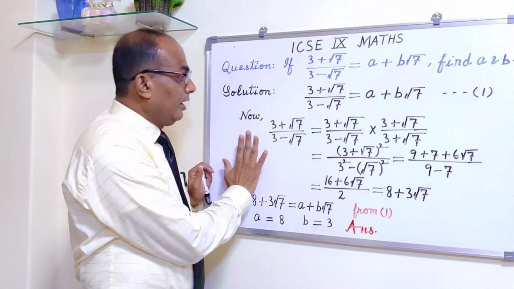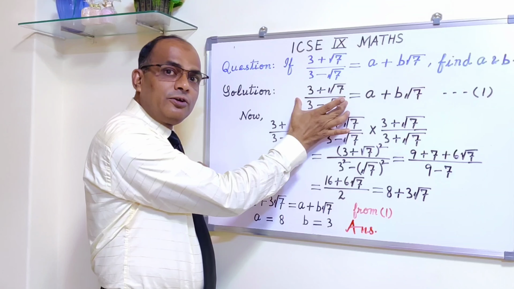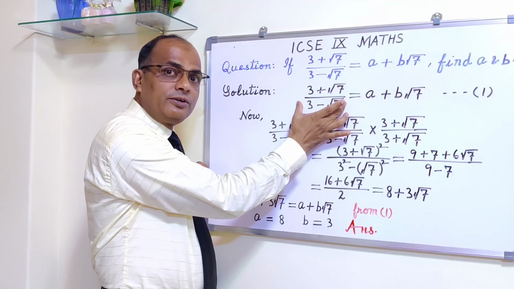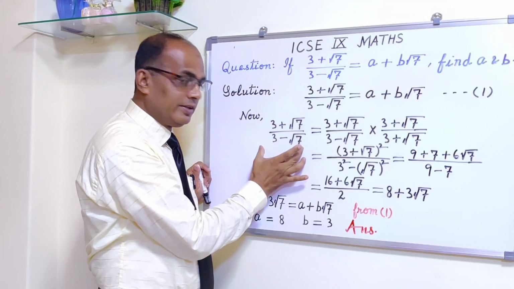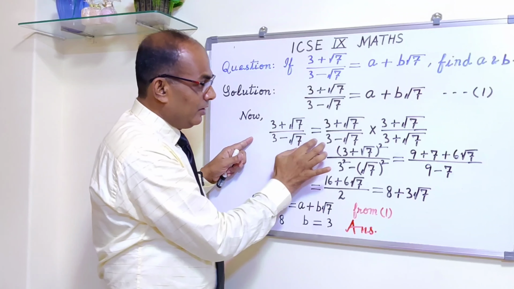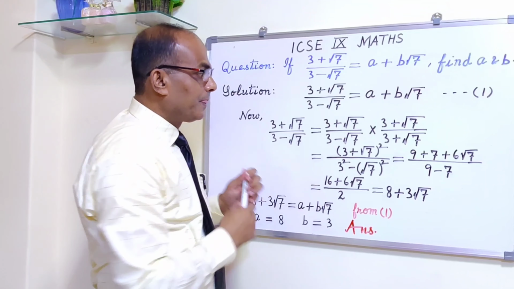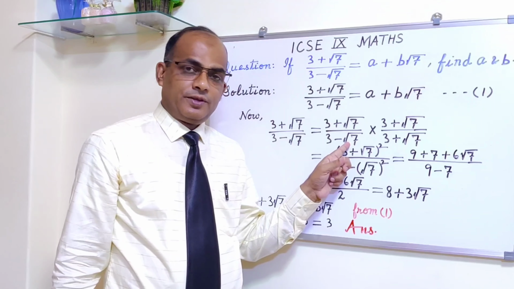Okay. Now, first of all, I am going to rationalize the denominator of this, 3 plus root 7 upon 3 minus root 7. So, I am noting down this. And then it is equal to the actual question, and then multiplying by the rationalizing factor of 3 minus root 7.